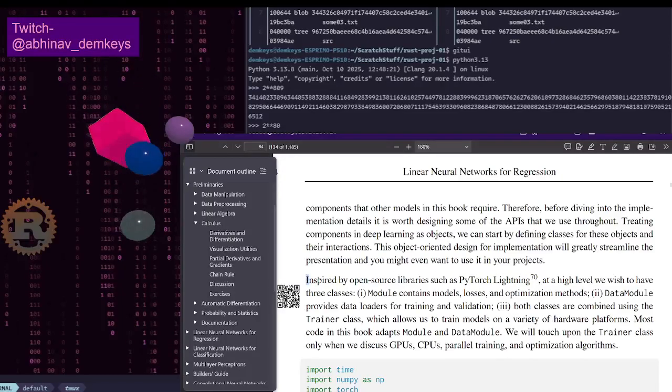It says here, inspired by open source libraries such as PyTorch Lightning, at a high level we wish to have three classes. But okay, yeah, PyTorch Lightning. Something happened with this package recently, so it's kind of funny that this is mentioned right now. The package was compromised in some way.